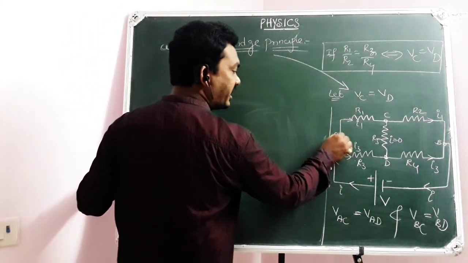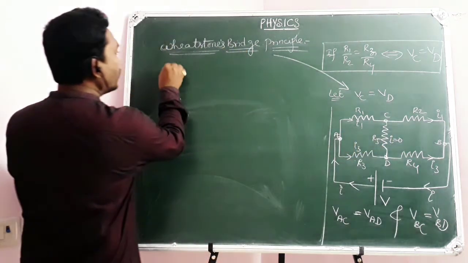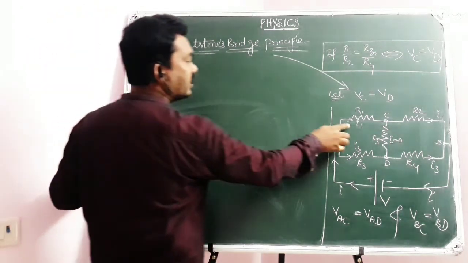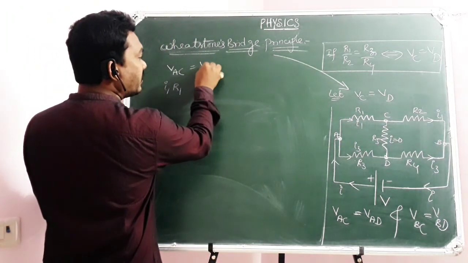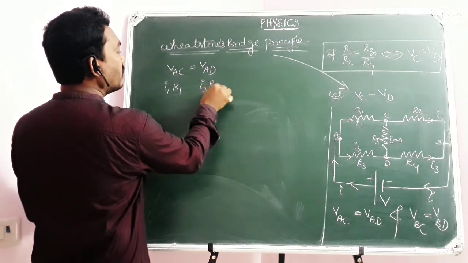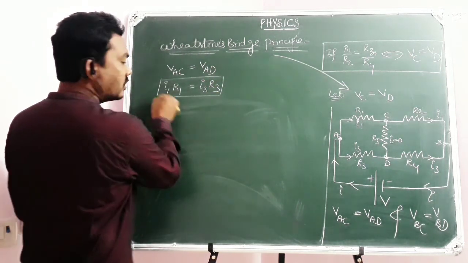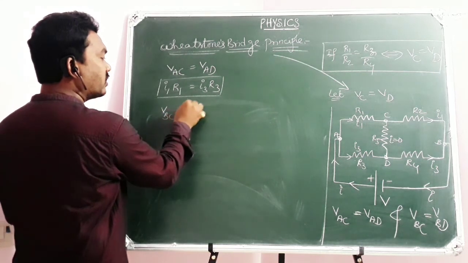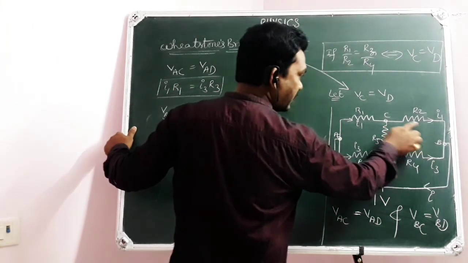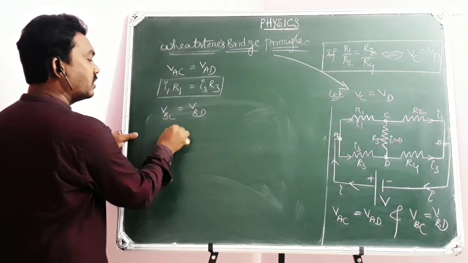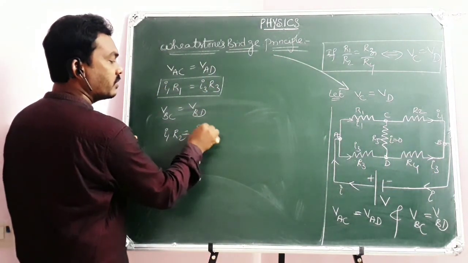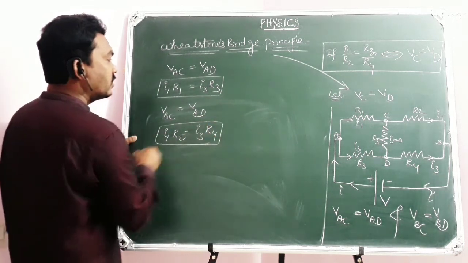The potential difference across AC means I1 R1, because I1 is the current traveling through R1, and it is equal to the potential difference across AD, meaning I3 R3. These two are equal. Next, the potential difference across BC equals the potential difference across BD. Across BC, I1 R2 is equal to across BD, I3 R4. These two are equivalent, so highlight this equation.